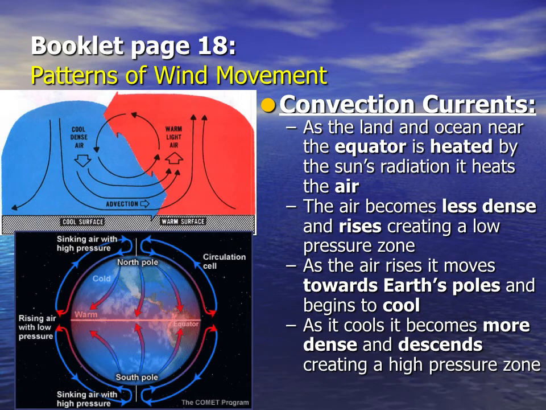Okay, we have something called convection currents, and the videos covered this, but as land and ocean near the equator is heated by the sun's radiation, it heats the air. That air becomes less dense and rises, and that creates that low pressure zone. As the air rises, it moves towards the Earth's poles and begins to cool. As it cools, it becomes more dense and descends, creating a high pressure zone. Now this picture in your bottom left, that's a super simplified picture. It's actually a lot more complicated than that, as you saw in the video.